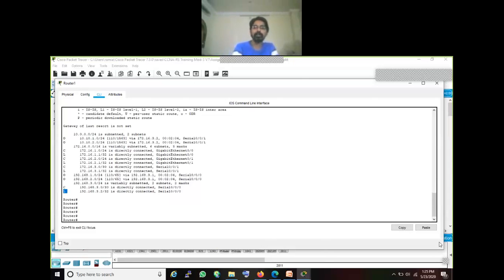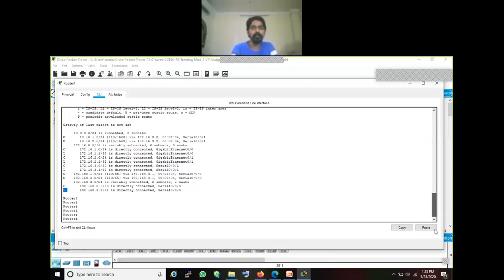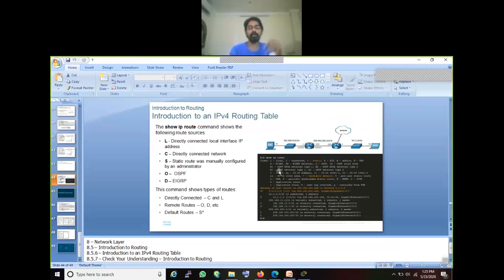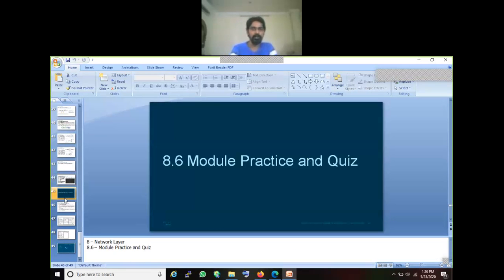The command to show the routes in a router is show ip route. So this is the way we can view the routes written in a router or dynamically created routes in a router, right? So with this, our module is finished.